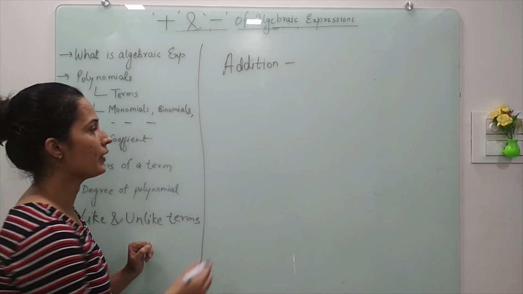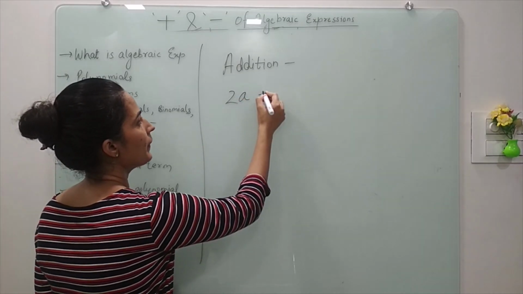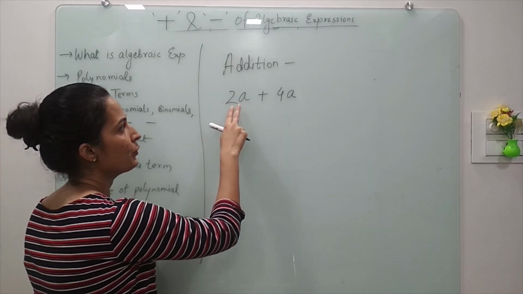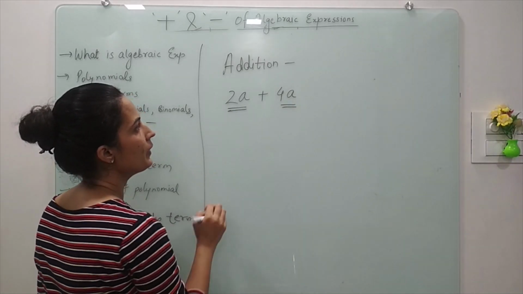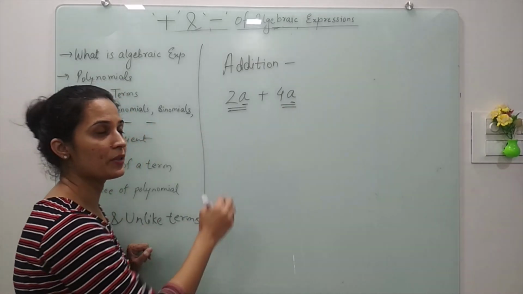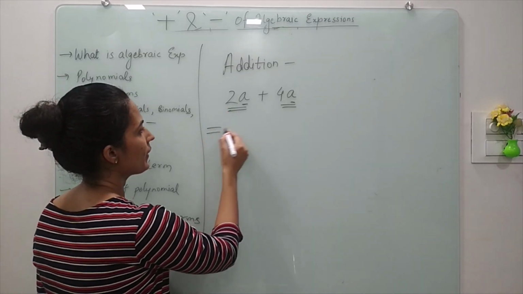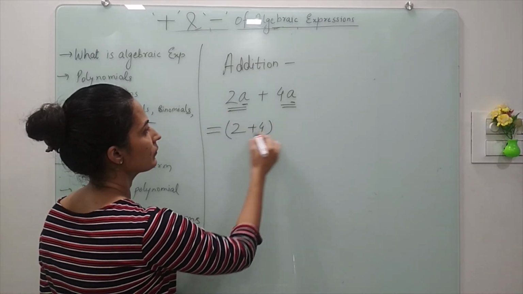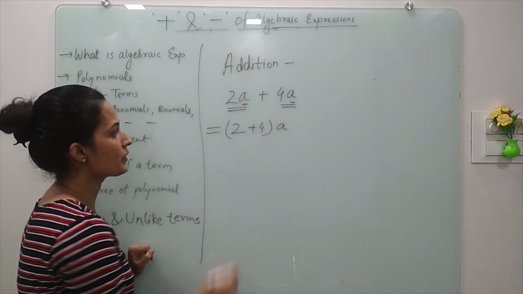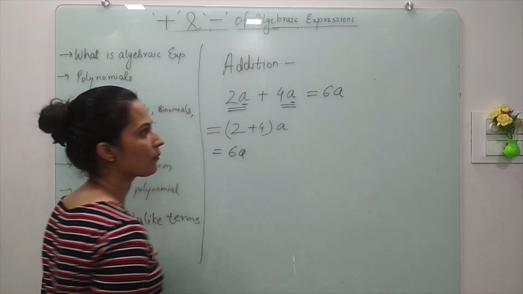So let's take an example here. 2a plus 4a. In this polynomial, there are two terms. This is one term and this is the other term. Both the terms have the same variable a and the same literal. The degree of both the terms is also the same. So I can add these two. I can write it as 2 plus 4. It is nothing, just simply adding the constants of the two terms. So this is equal to 6a. That means 2a plus 4a is equal to 6a.